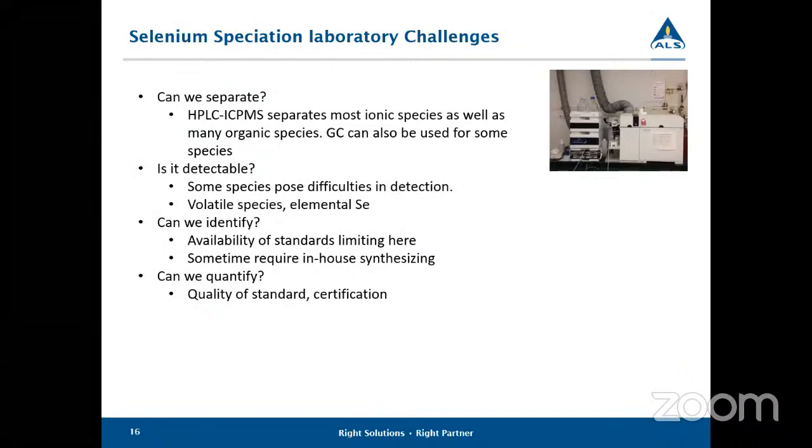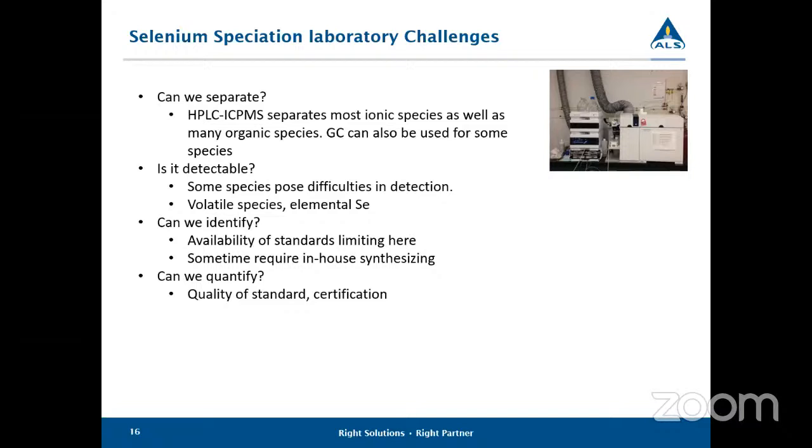Since I'm a laboratory guy, we're going to talk a little bit about some laboratory challenges. There are some questions when you want to do speciation of any kind. The first question is, can we separate the species? This is where the instrumentation comes into play. The HPLC will separate most ionic species. If it's something volatile, then we can use a gas chromatograph, the GC. So that's the first question: can we separate the species from each other?